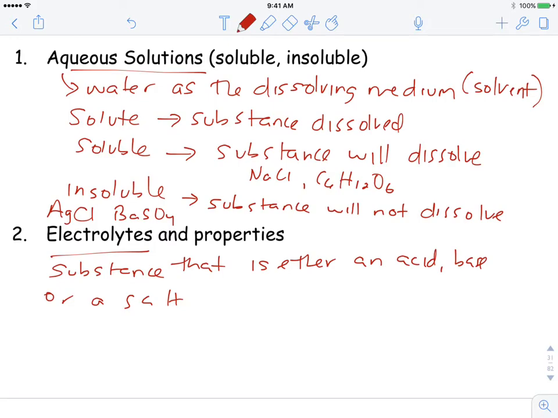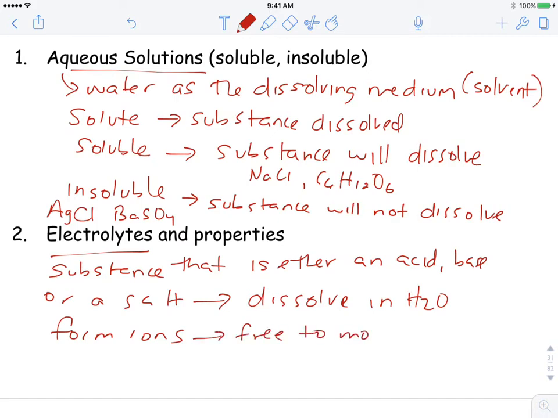But if you are an electrolyte, it's important to note that this substance will dissolve in water. It'll form ions. And once it forms ions, these ions are free to move. And once I have ions that are free to move, the key property of them is that they conduct electricity. So that's what I'm looking for in an electrolyte.